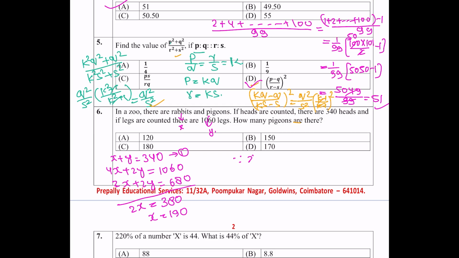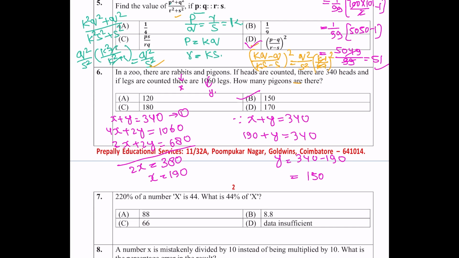So here we know x plus y is equal to 340. If I substitute the value of x as 190 here, the value of y we got is 340 minus 190. If we subtract, this value is equal to 150, because the summation is equal to 340. So here we are getting option B is the correct one.